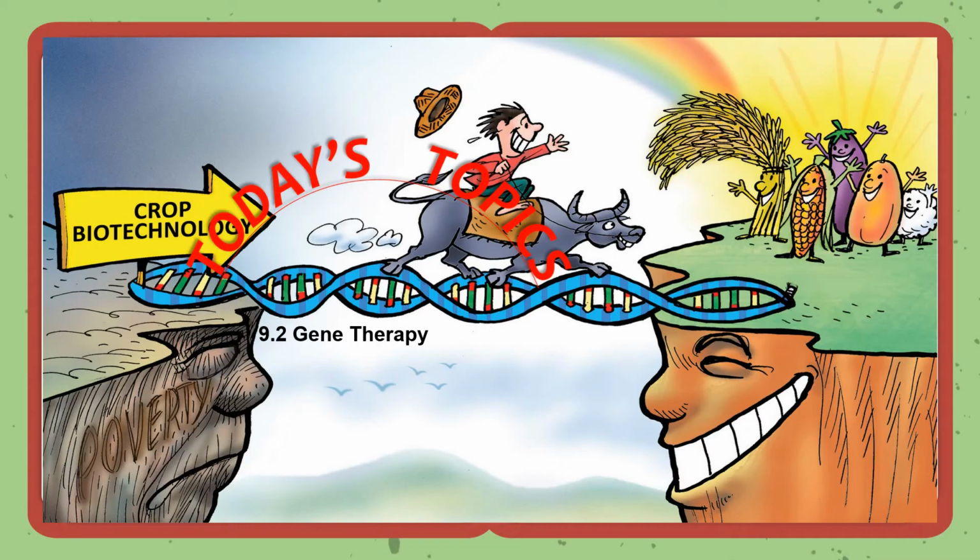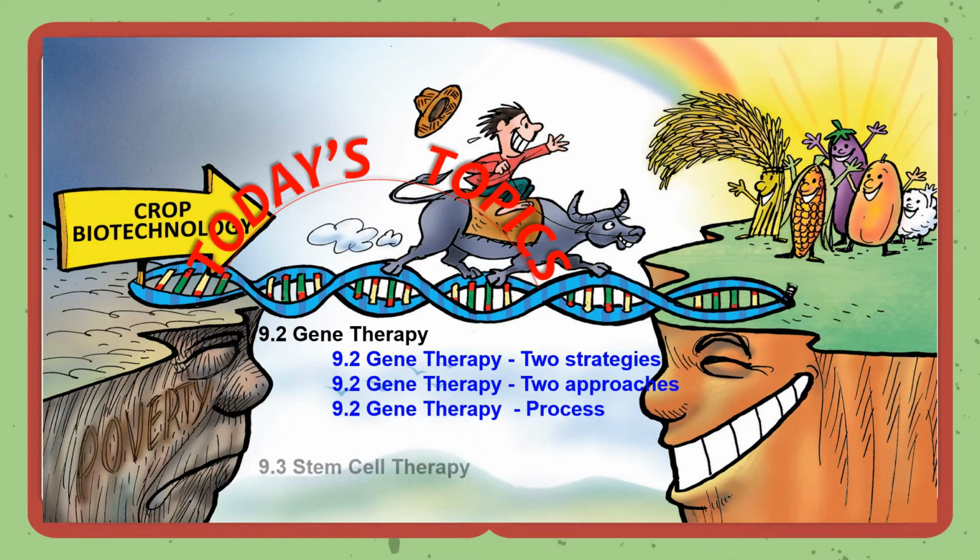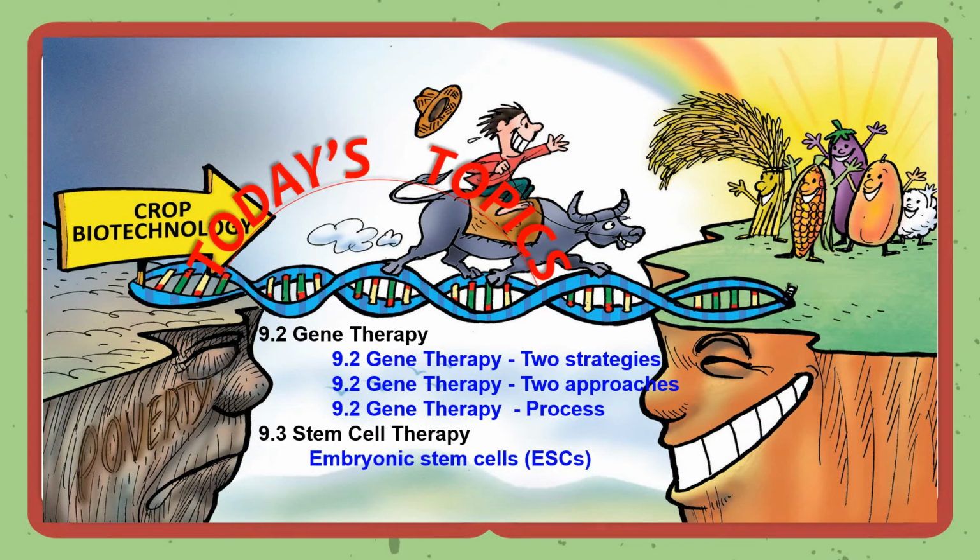Yesterday we studied the application of biotechnology in medicine. Today we continue the remaining concepts. 9.2 gene therapy, then the two strategies, two approaches and process of gene therapy. Followed by 9.3 stem cell therapy. We have two types, embryonic stem cell, then adult stem cell. Then 9.4 molecular diagnostics. So these are all the concepts we are going to learn today.